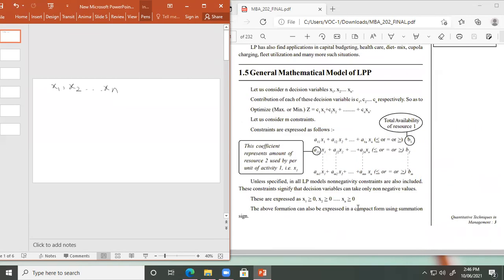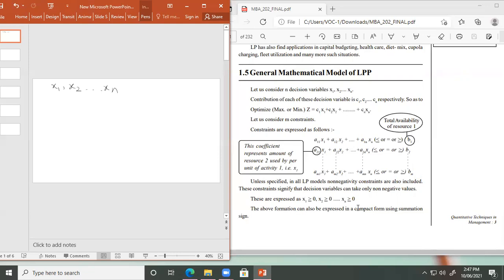Next, we will see the general mathematical model of LPP. Okay, so let us consider n decision variables, that is x1, x2 up to xn. So these are n decision variables. The contribution of each of these decision variables is c1, c2 up to cn respectively, so as to optimize, max or min, Z equals c1 x1 plus c2 x2 plus c3 x3 up to cn xn.